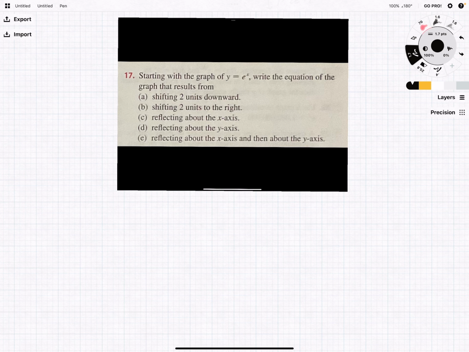This is the Stewart Calculus 8th edition, section 1.4, problem number 17. It says, starting with the graph of y equals e to the x, write the equation of the graph that results from, and then we have a list. They give us a shopping list, I guess. So 2 units down, 2 units to the right, reflecting about the x-axis, y-axis, and then both the x and y-axis. Luckily, we did already work with all of these circumstances in 11 through 16. So let's go ahead and get started.